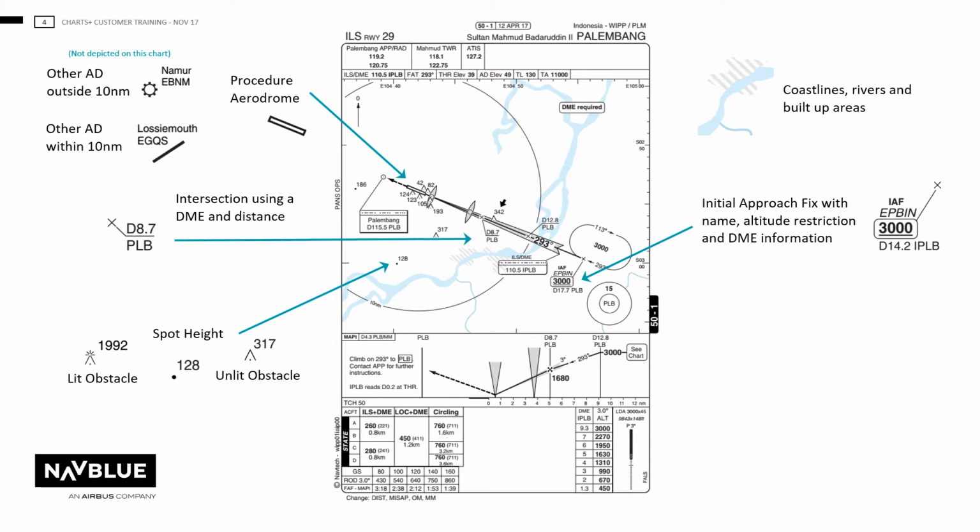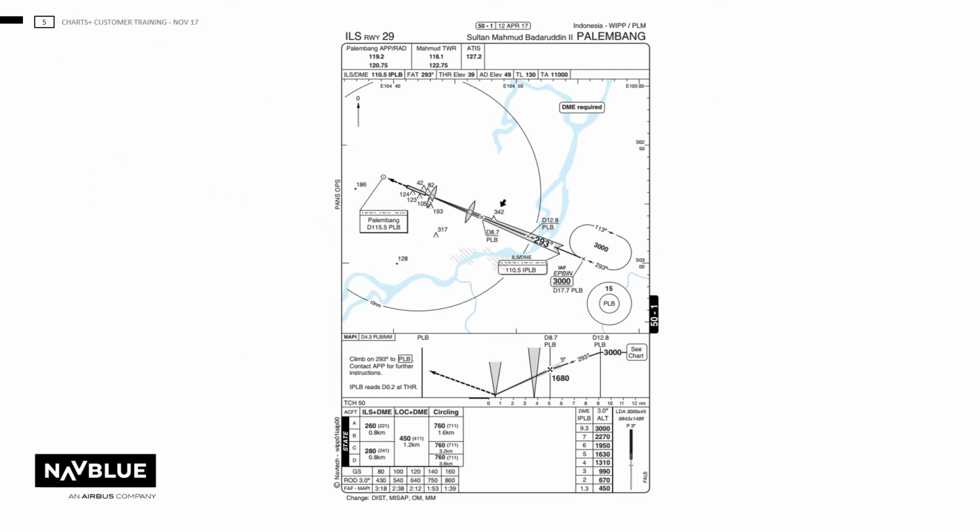Intersection or reporting points with name, altitude and DME distance. Note, no coordinates will be shown on IAC charts. Circling lead-in runway alignment lines with code and colour in text close to the symbol. Markers showing the outer, middle and inner if the state published them.